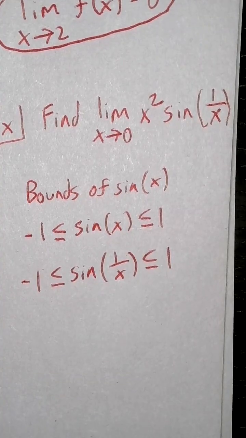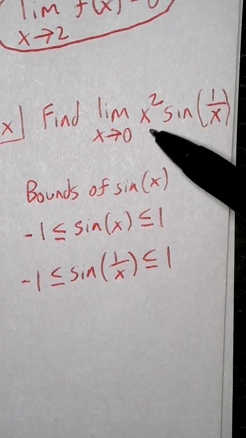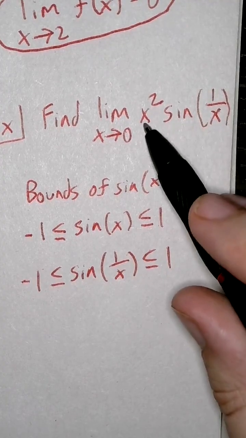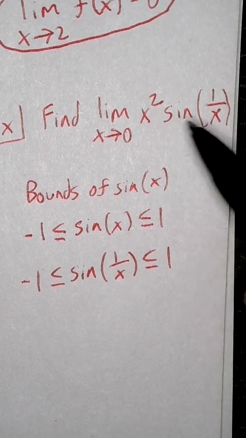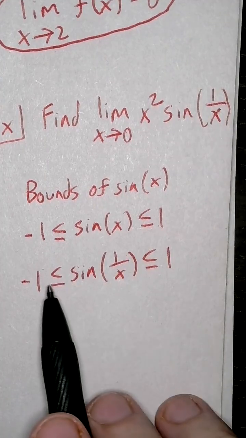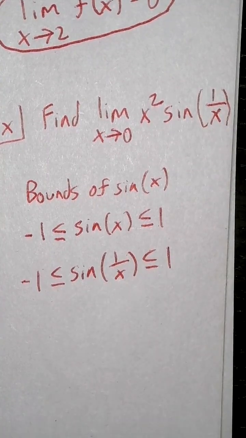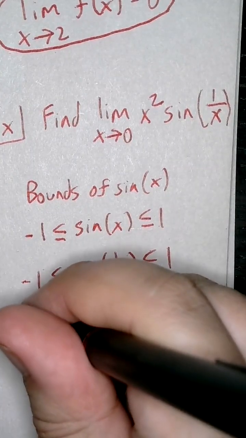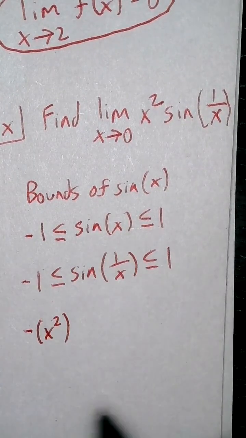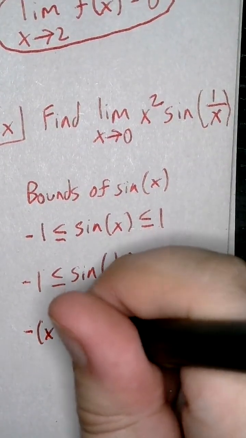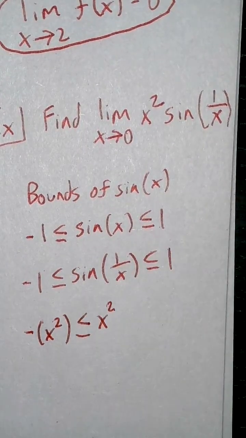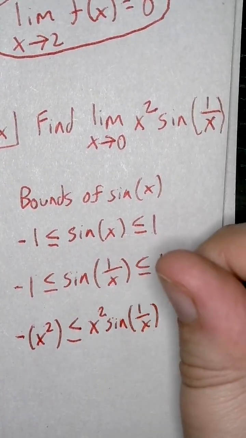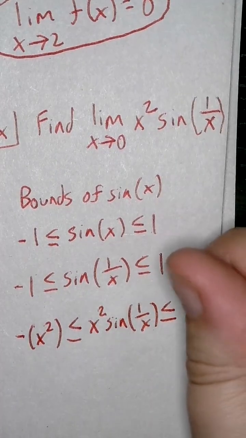And this isn't complex analysis. This is Calc 1, so we can ignore i. So I know that y equals x squared is always going to be positive, so I don't have to worry about flipping those inequality signs. So here, I have negative 1 times x squared, so that's going to be negative x squared is going to be less than or equal to x squared times the sine of 1 over x is less than or equal to x squared.